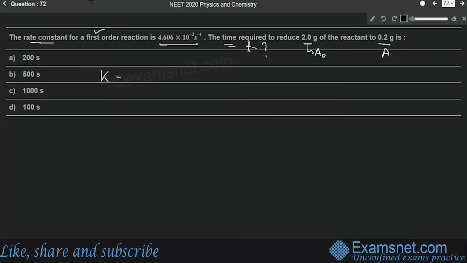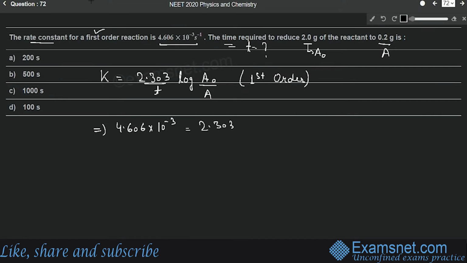The rate constant K is given as 2.303 by t log a naught, that is the initial concentration of the reactant, divided by a, that is the final concentration of the reactant. So this is for the first order rate equation. Now K is already given. It is 4.606 into 10 to the power minus 3 per second, equals 2.303 by t log a naught, where a naught is given as 2 grams and a is given as 0.02 grams.